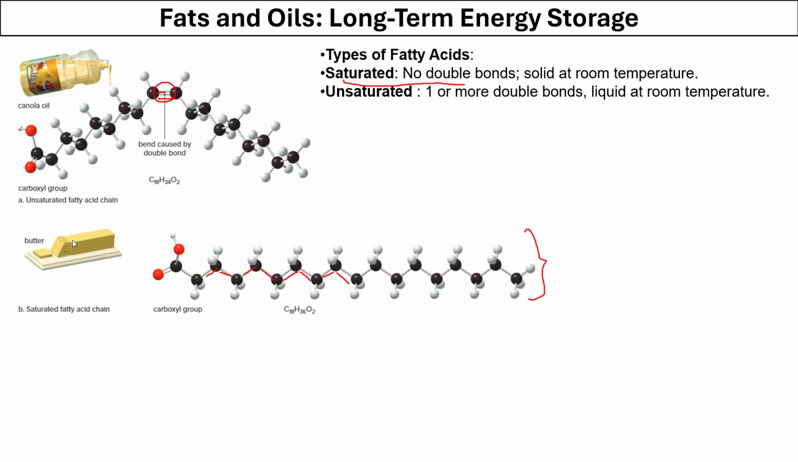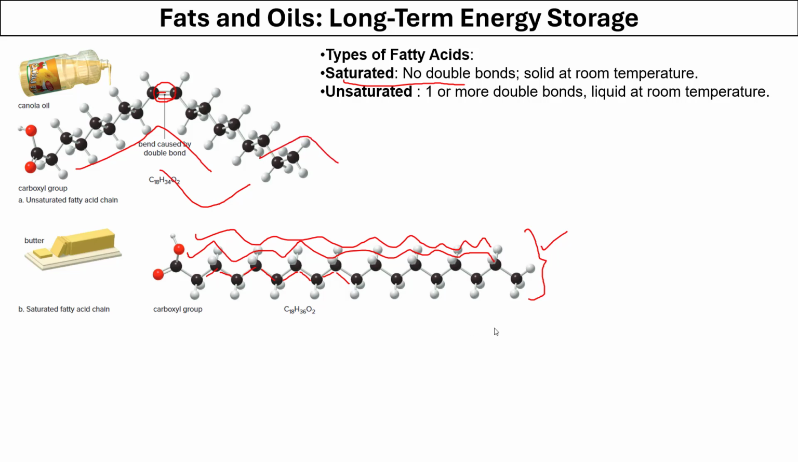Because these guys do not have double bond in them, they can make very tight packing with other molecules, which is why they are solid at room temperature. Whereas these guys have kinks, they have hard time packing with other molecules, they are liquid at room temperature.